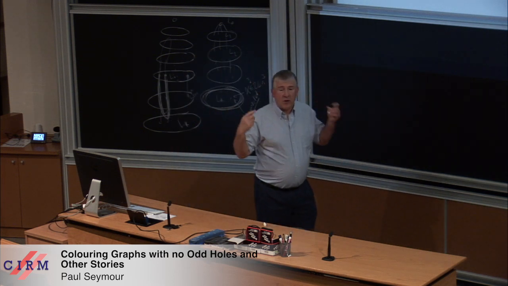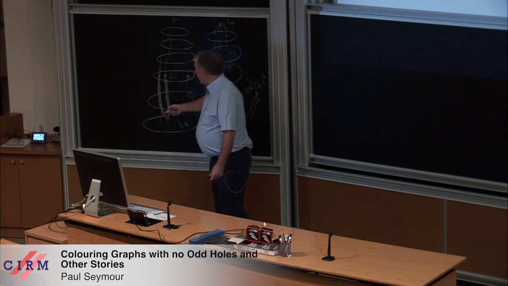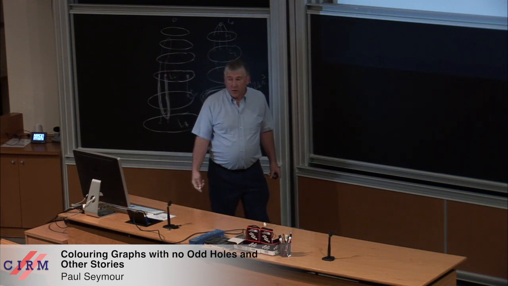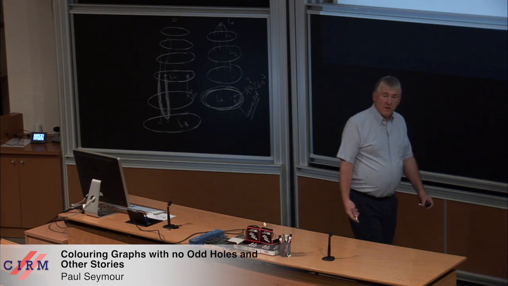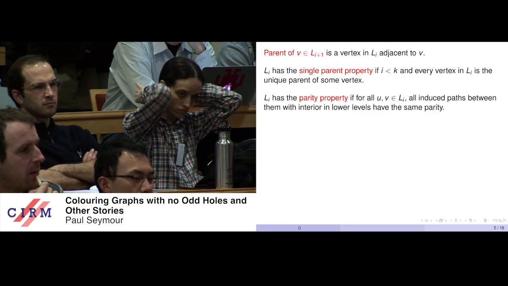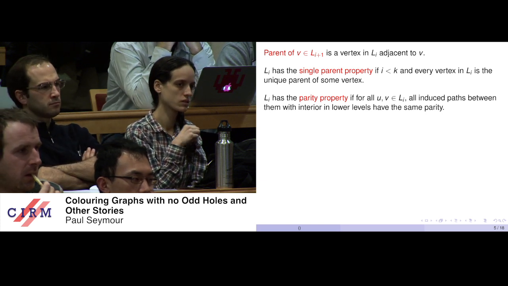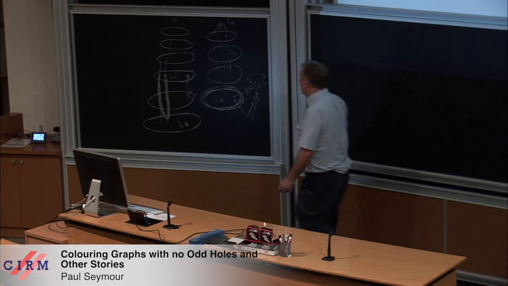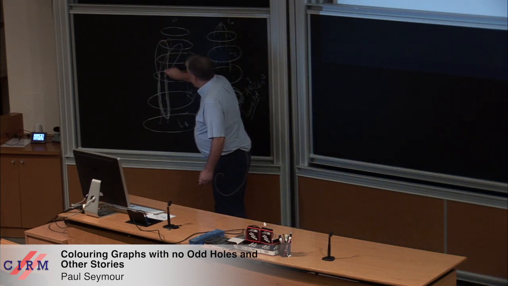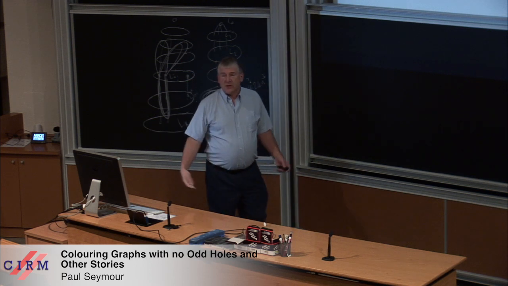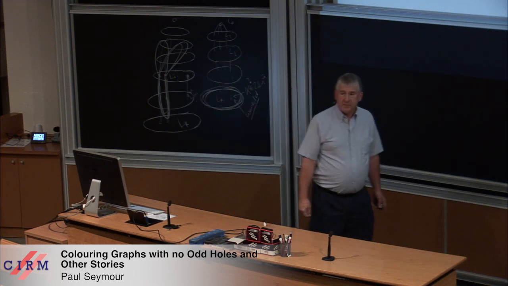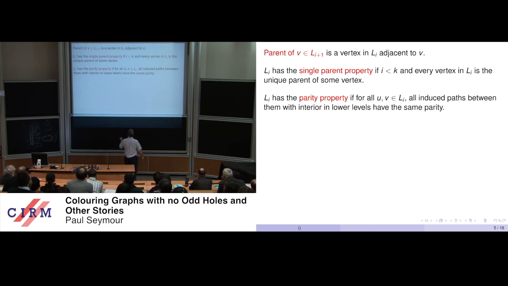Now, we don't have any odd hole. And when I stick this path together with that path, it makes some kind of a hole. So therefore, it makes an even hole. And that means that the path below and the path above have the same length, mod 2. And in particular, that means that all of these paths, it doesn't matter which path you choose on top, they all have the same length mod 2 because they all agree with the path on the bottom. And that's the parity property, that for any two vertices in a level, all the paths joining them above have the same length.